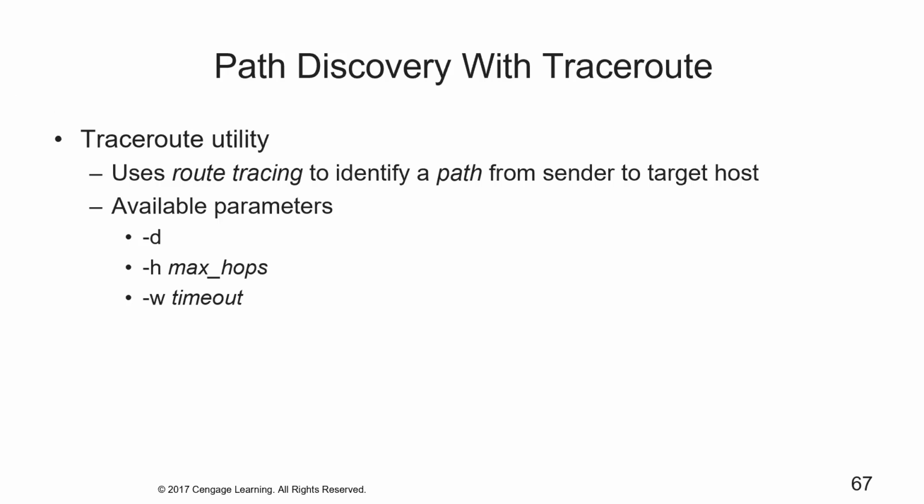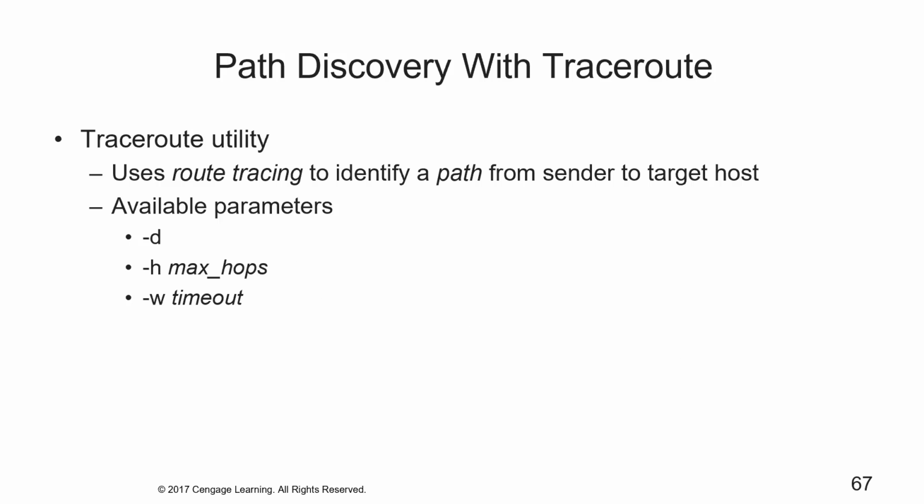So Traceroute, the Traceroute utility uses route tracing to identify a path from the sender to the target. And remember, Traceroute is a TCP/IP utility. The Windows version is called TraceRT if you're typing it in. And on Linux, Unix variant, you'll type in Traceroute, the whole word. Available parameters, -D, -H for max hops, -W for timeout. So those are some of your switches.